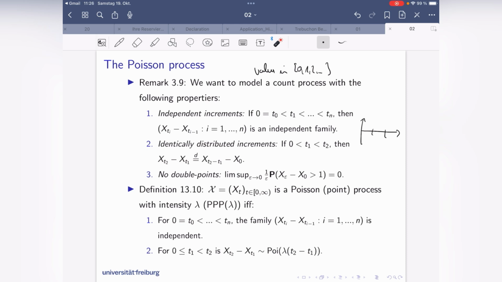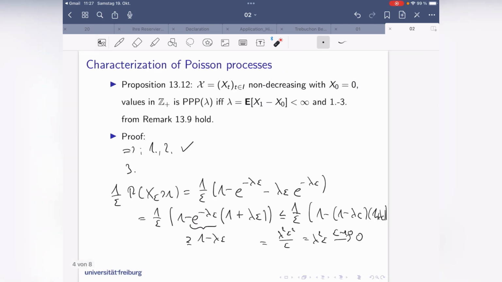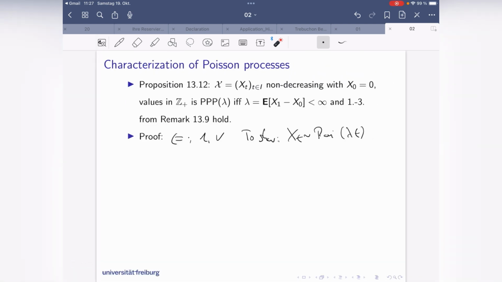Why is that? From this we need to have that we have the Poisson distribution, because then this here is immediate, because it only depends on the time difference. That's basically what we should prove. So I'm making an approximation with small time steps. That's the basic point.